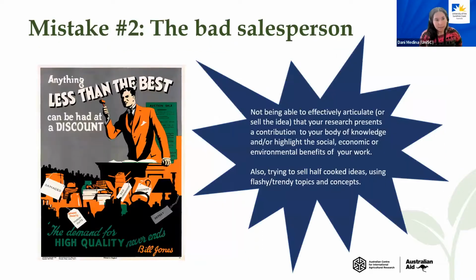Next slide, please. So the second mistake is being a bad salesperson. I sometimes see this mistake as the opposite of the superhero. I think some people might be able to do some psychological experiments about this, because you're probably the superhero when you have a big ego, and you're probably the bad salesperson when you're a bit self-conscious or not so confident. But again, this mistake is about not being able to effectively articulate or sell your research idea.